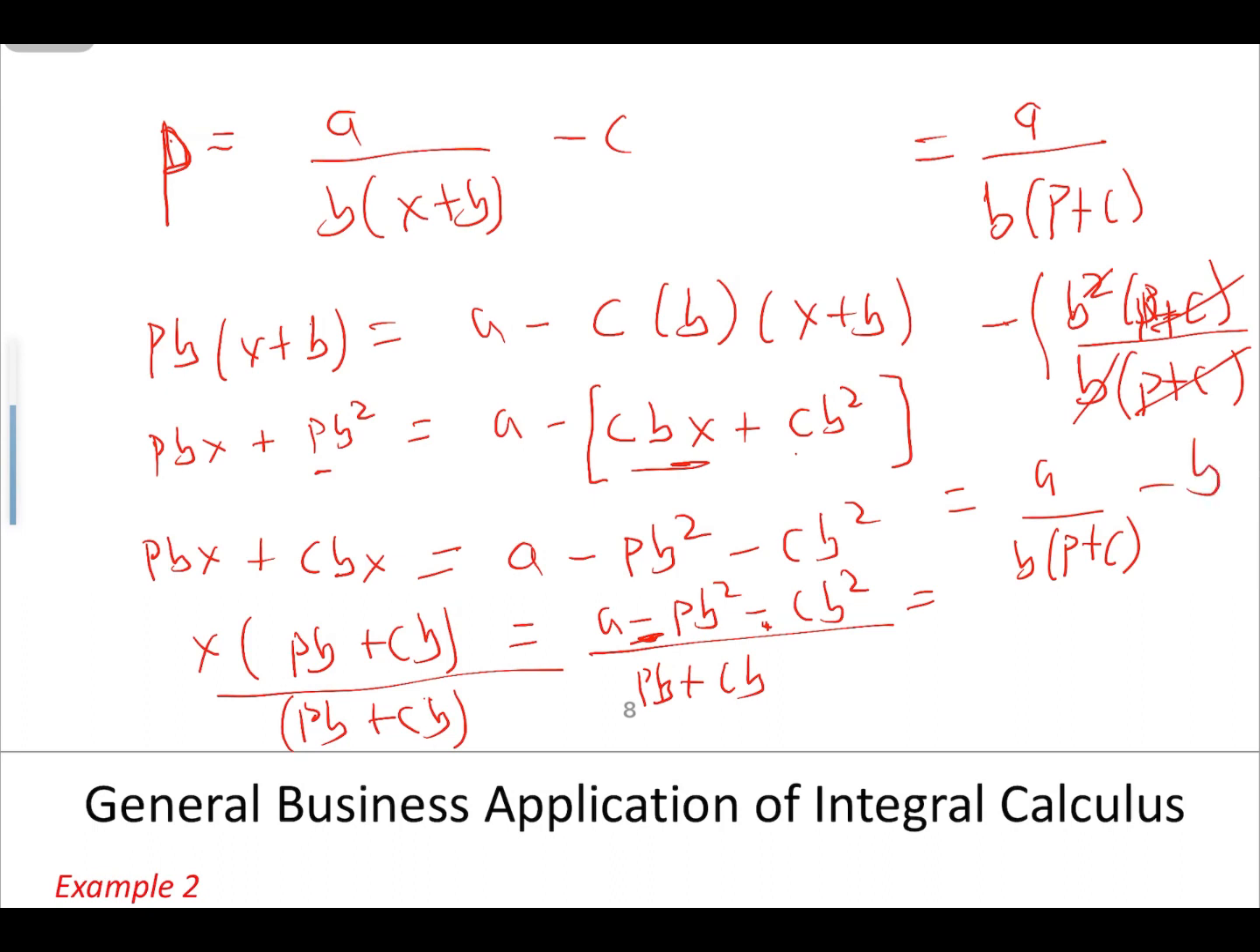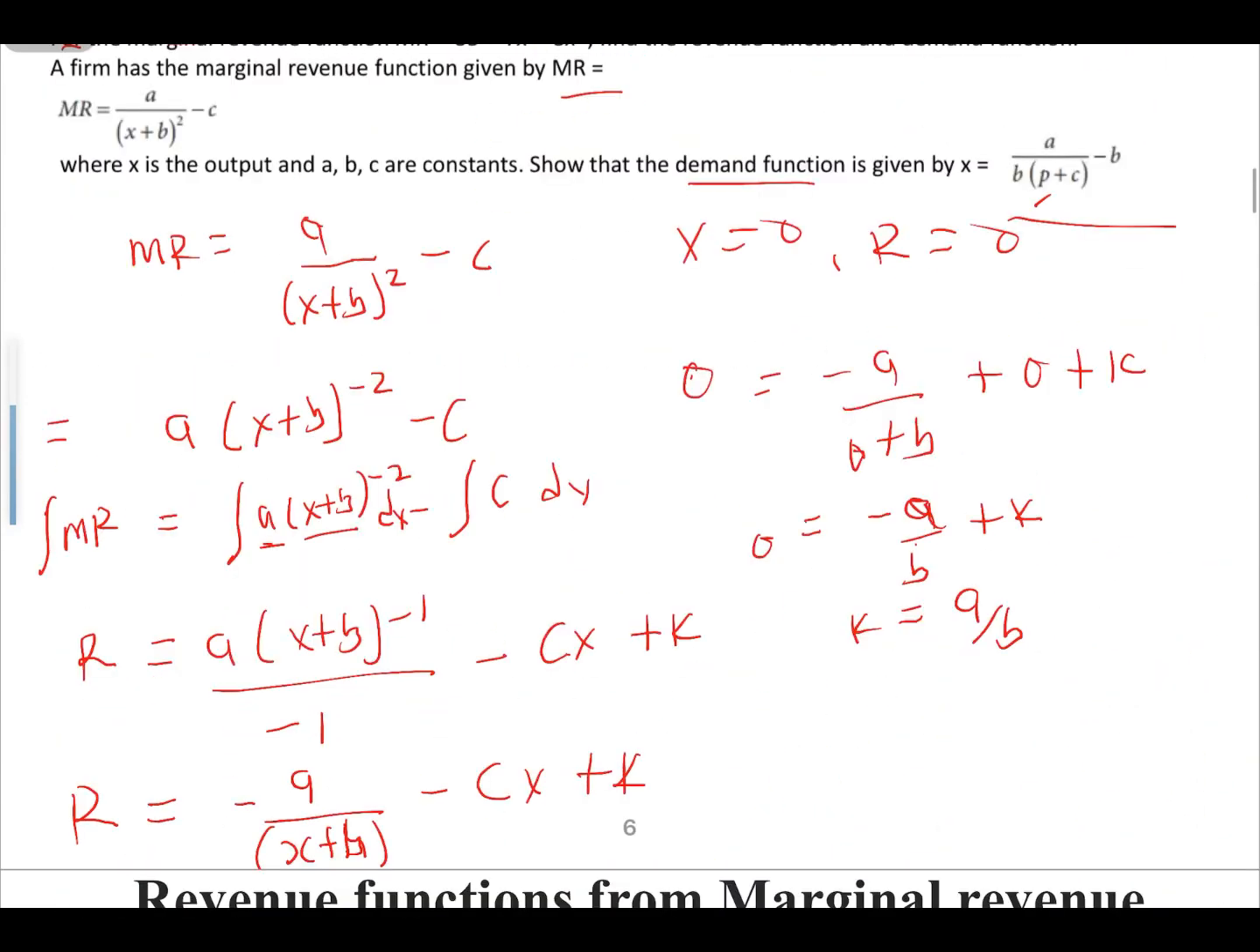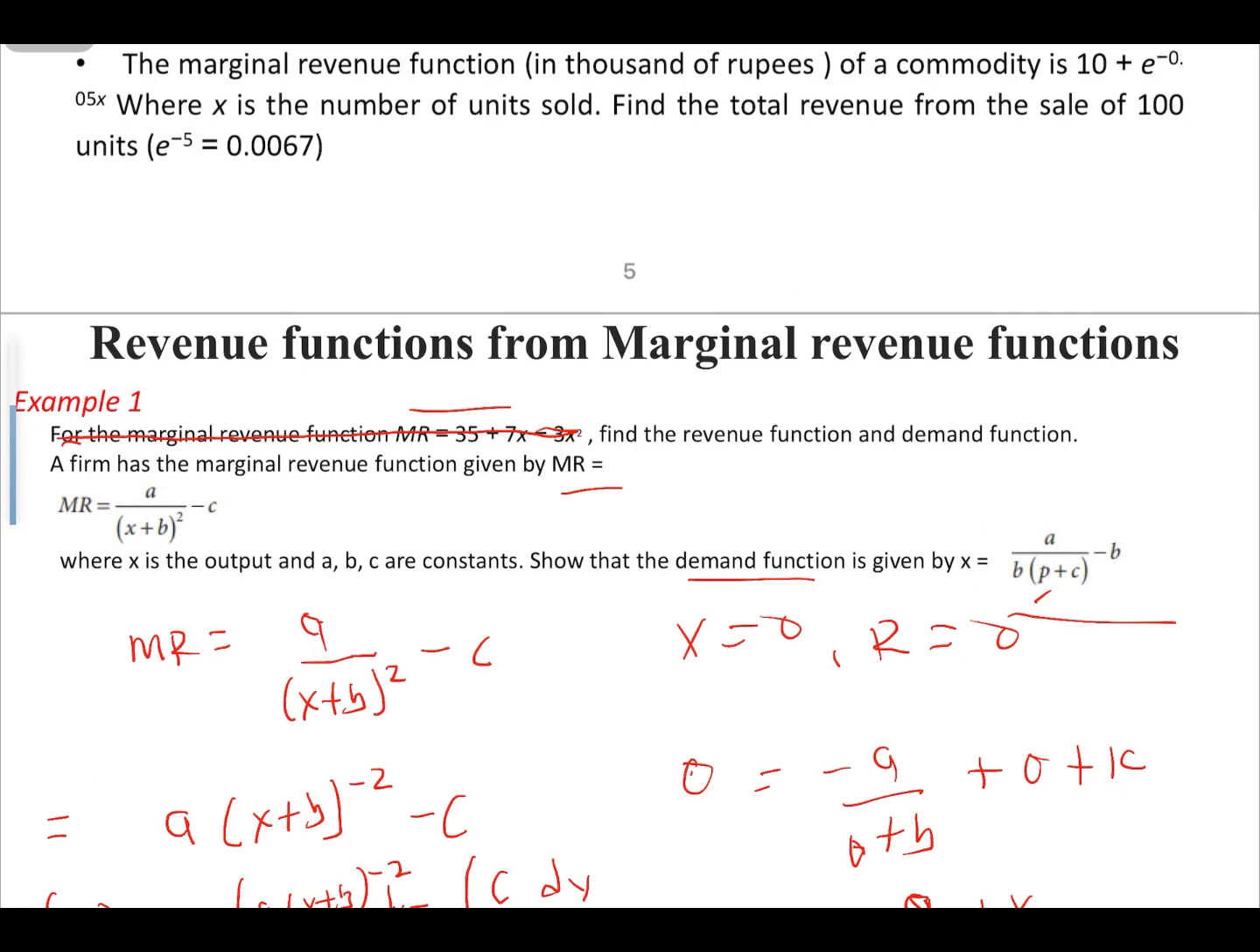B. So the question was asking us, what should it be equal to? Which is X equal to, we got A over B P plus C minus b, which is the same thing over here, which is our x. So that is how you go about this question.